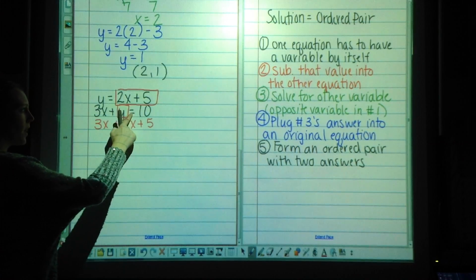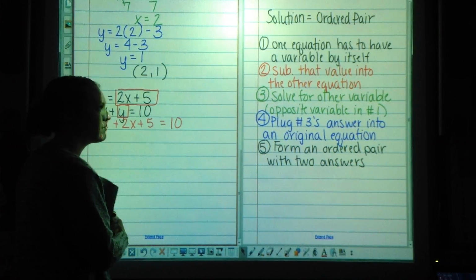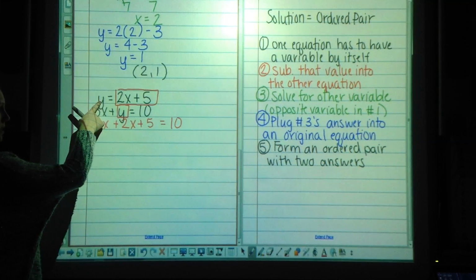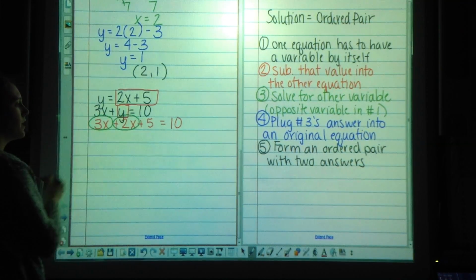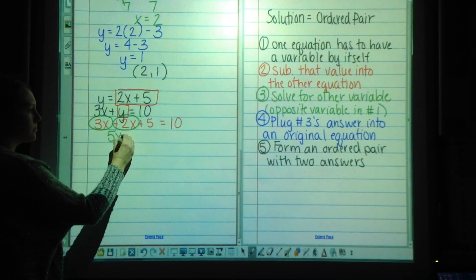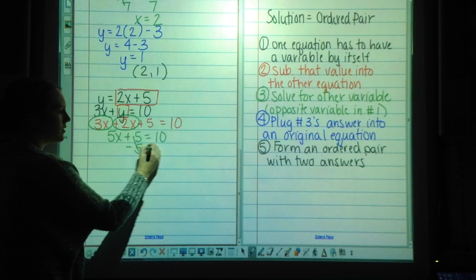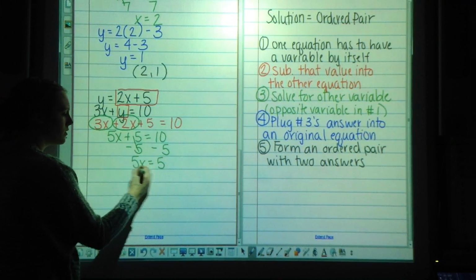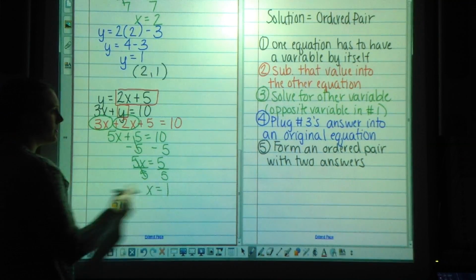So that was my y equals 10. Step 3, solve for the other variable. Combine like terms. They're on the same side, so I'm going to do whatever it says. So I get x equals 1.